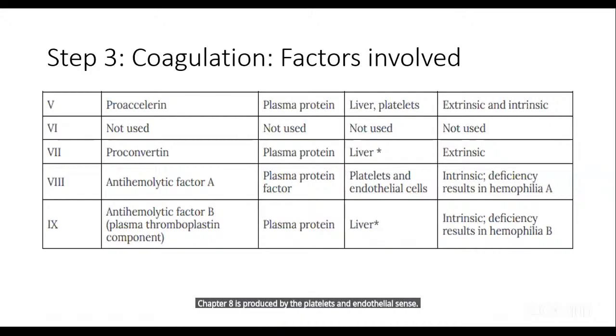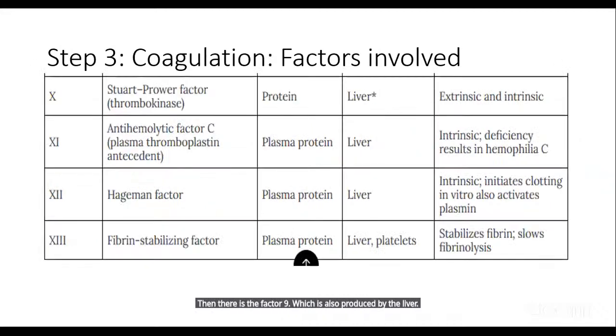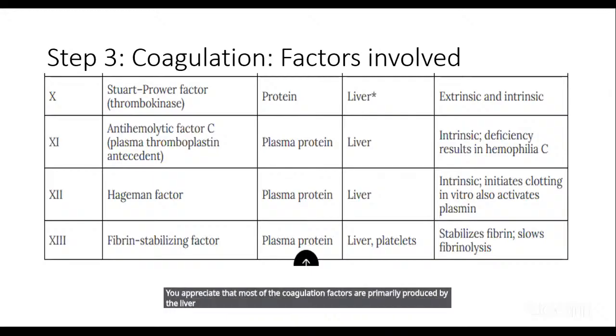Then there is the factor 9, which is also produced by the liver. Then there is factor 10, which is also produced by the liver. Factor 11 produced by liver, factor 12 by liver, factor 13 by liver and platelets. So throughout this process, you appreciate that most of the coagulation factors are primarily produced by the liver, and a few produced by other cells, including platelets and endothelial cells.